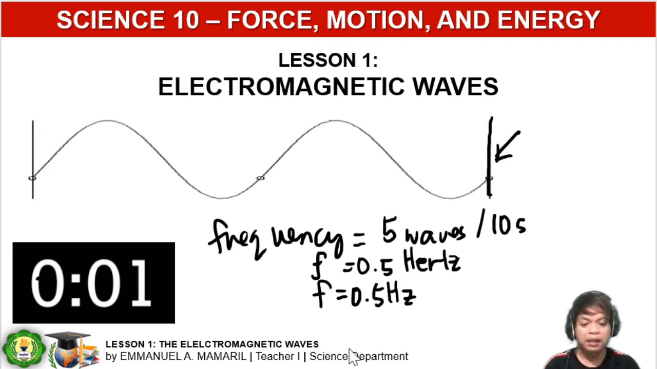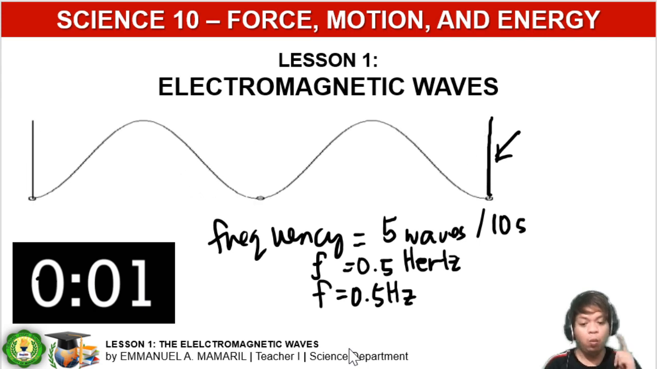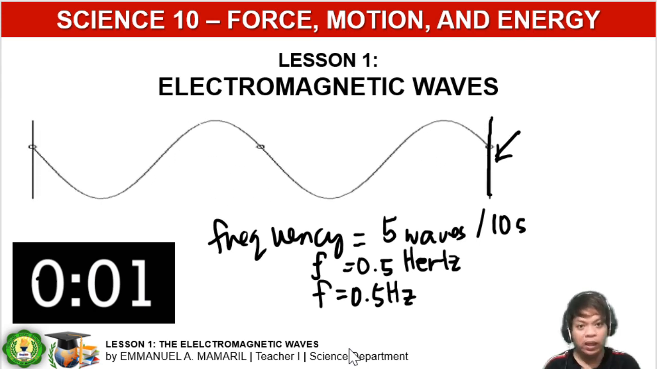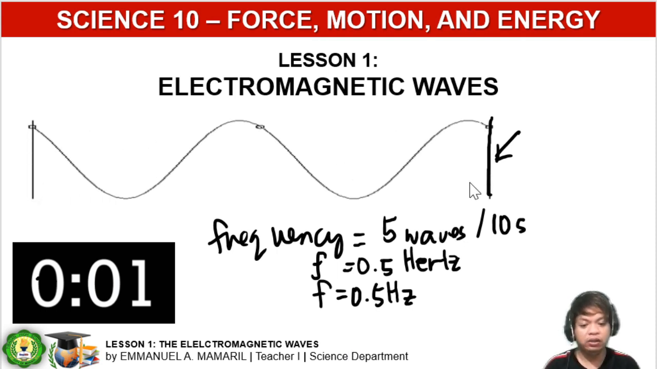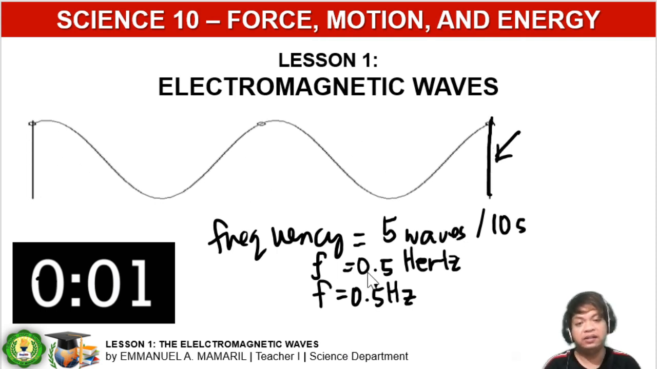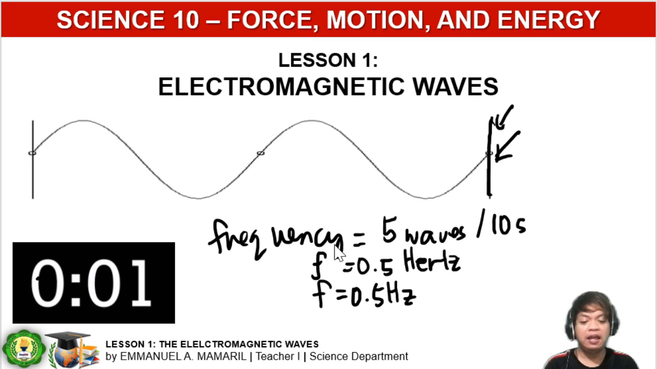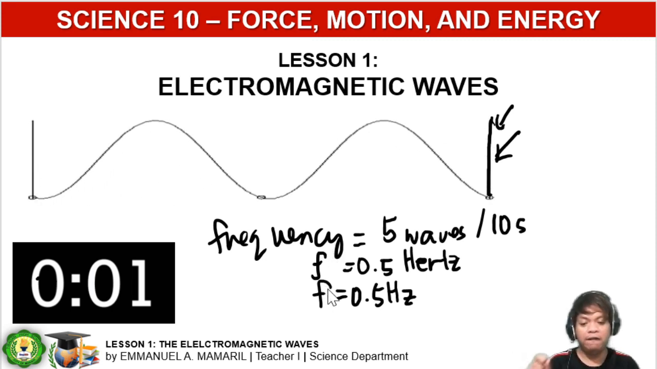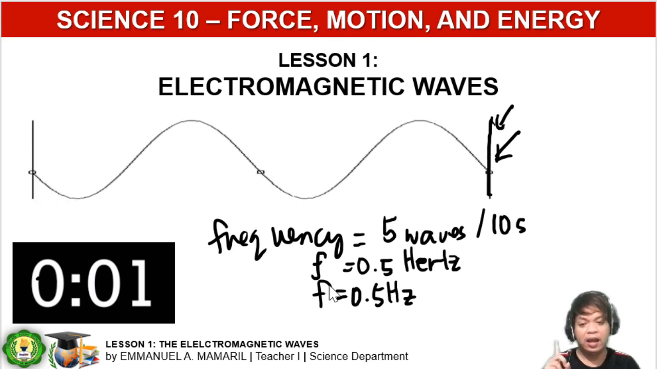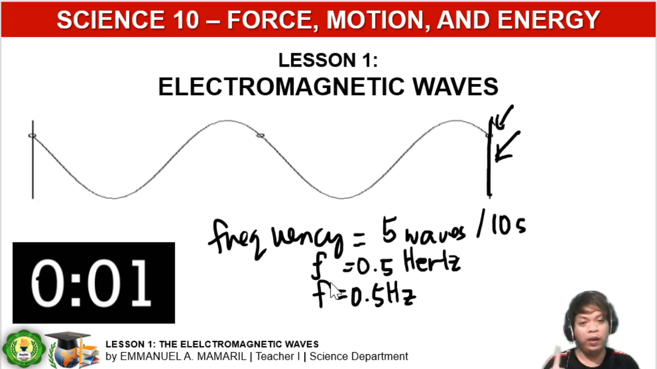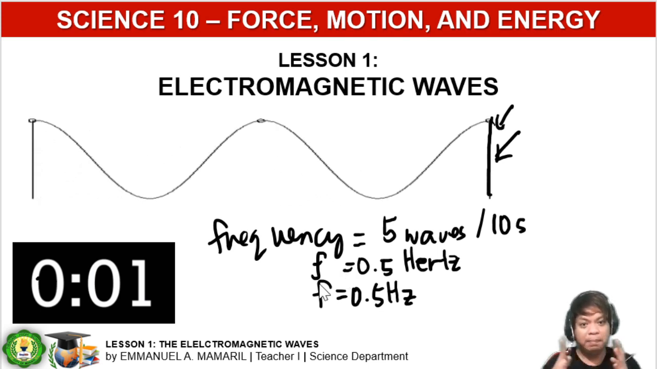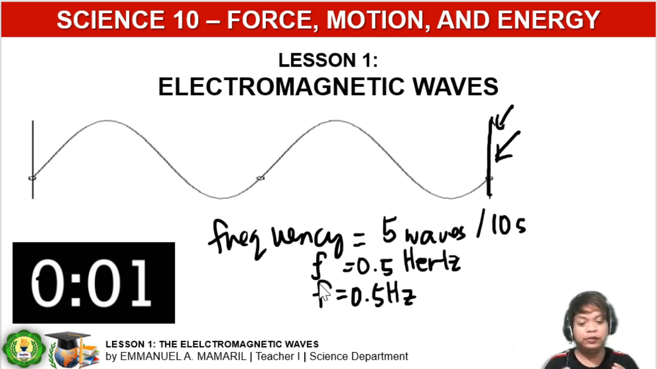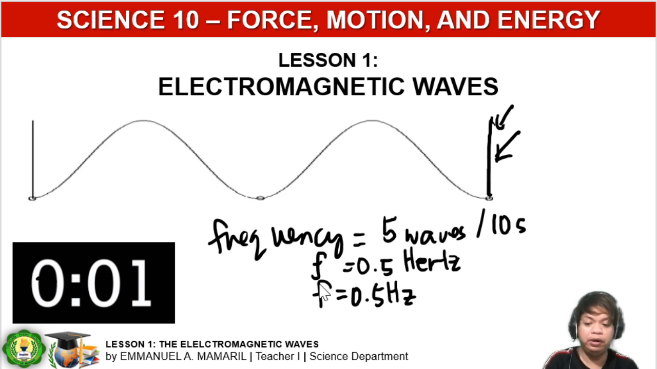So anong ibig sabihin yan? That means that in 1 second, sa loob ng 1 segundo, may kalahating wave ang dumadaan dito sa area na to. Kalahati, 0.5. So that is the frequency, guys. Okay? So nakakadalawa na tayo. We have wavelength and frequency. So wavelength is measured using meters, and then frequency is measured using hertz, or waves per second.